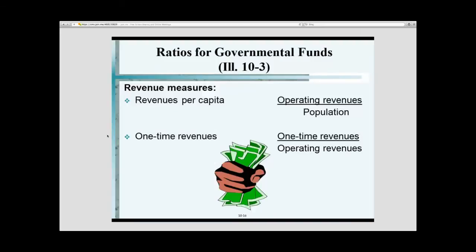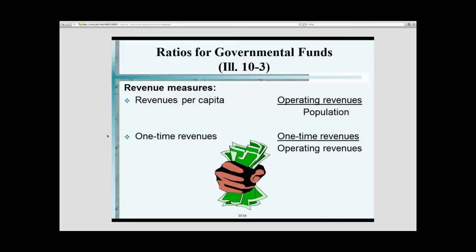What happens if it starts to go down? A concern, right? Operating revenues divided by population. So if your operating revenues fall, what happens to the ratio? It also drops. It could be that, or an industry leaving town, for instance.